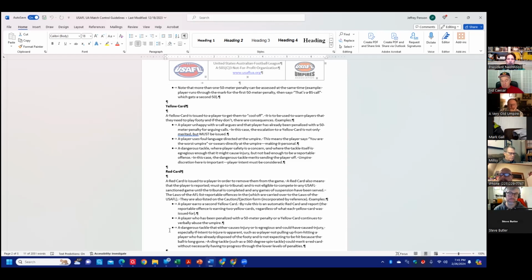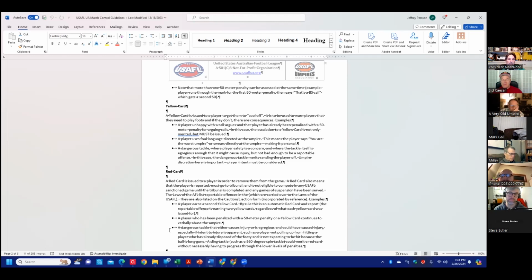So, the worst umpire ever might give a 50-meter penalty, but depending on the game situation, because it's escalating, there's a lot of stuff going on. You've already issued a 50-meter. You go to the yellow card. They didn't learn from the 50. You go to the yellow card because they've made it personal, and we don't accept that. That's not sportsmanship. That is expressly prohibited in the rules.